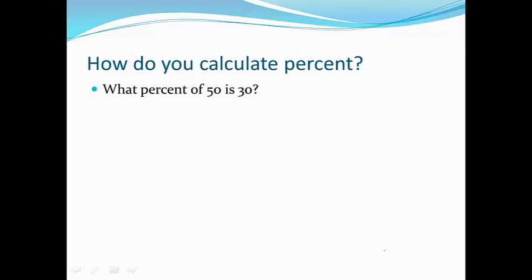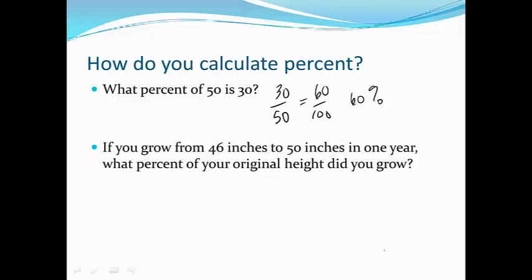What percent of 50 is 30? To calculate the percent, you look at the ratio, 30 divided by 50. When you're looking at percent of, that always goes in the bottom. And actually, you can rewrite this as 60 over 100, in which case we see pretty quickly that 30 is 60% of 50. Let's look at another example.